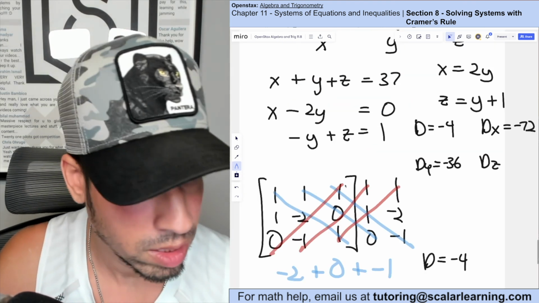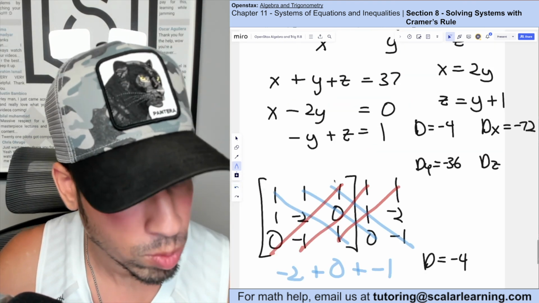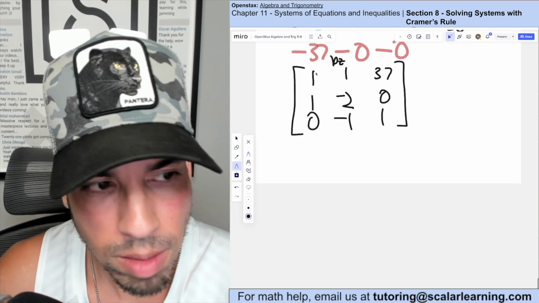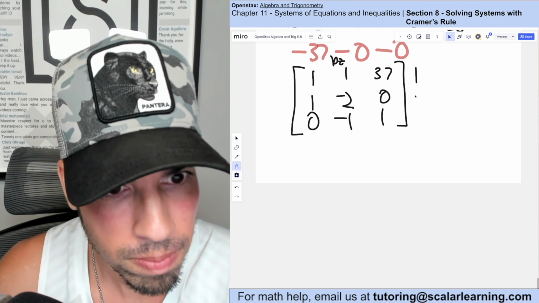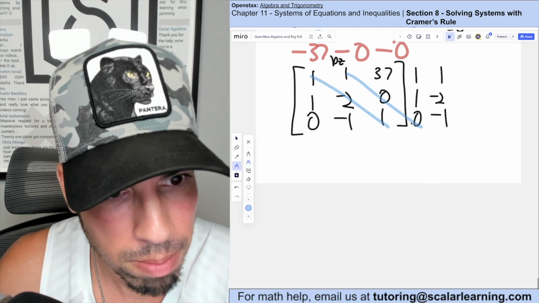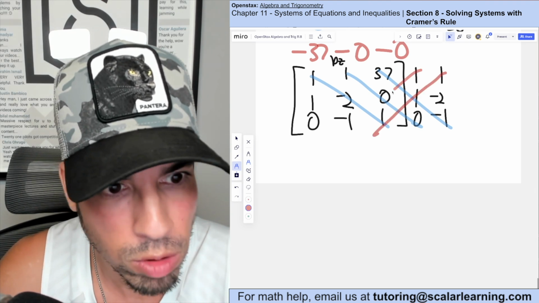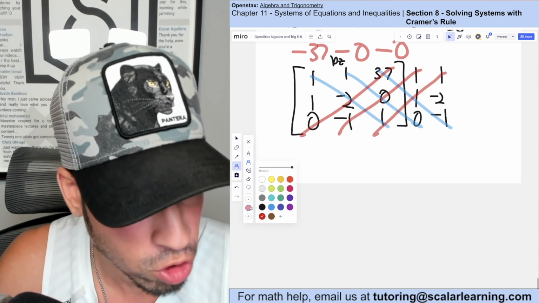Last but not least, we need dz. So again, we're going to take this guy, but we're going to replace the z column with these constants. Let's write it out. So then again, I'm going to repeat column 1 and 2 right here. And then we're going to multiply in blue. We're going to add those. And then in red, coming back the other way, multiply, but we're going to subtract those in red.